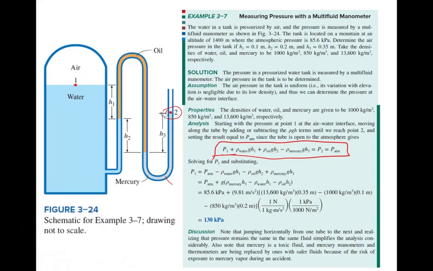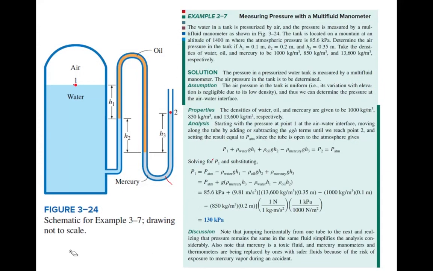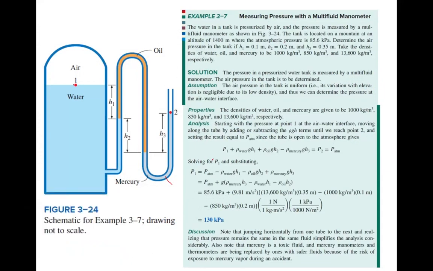you can see from 1 is P1. P1 is the pressure of air in here, which we don't know. Now if we are moving down, we add pressure. If we are moving up, we deduct the pressure.